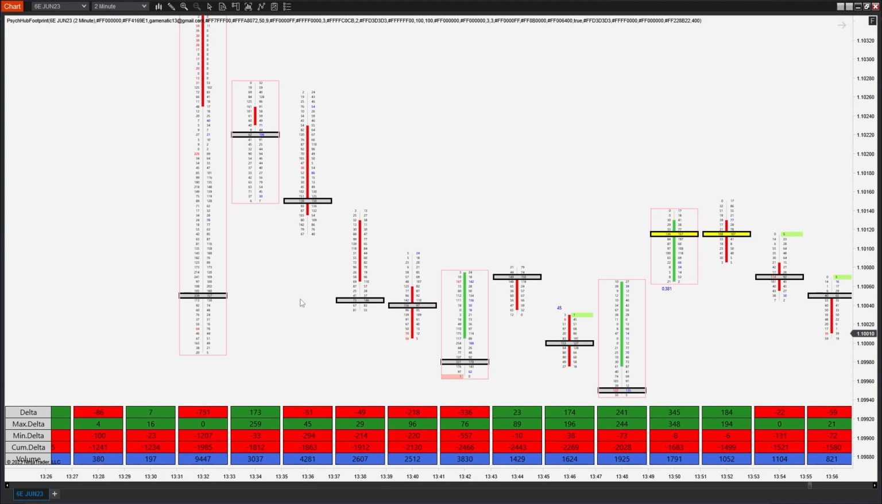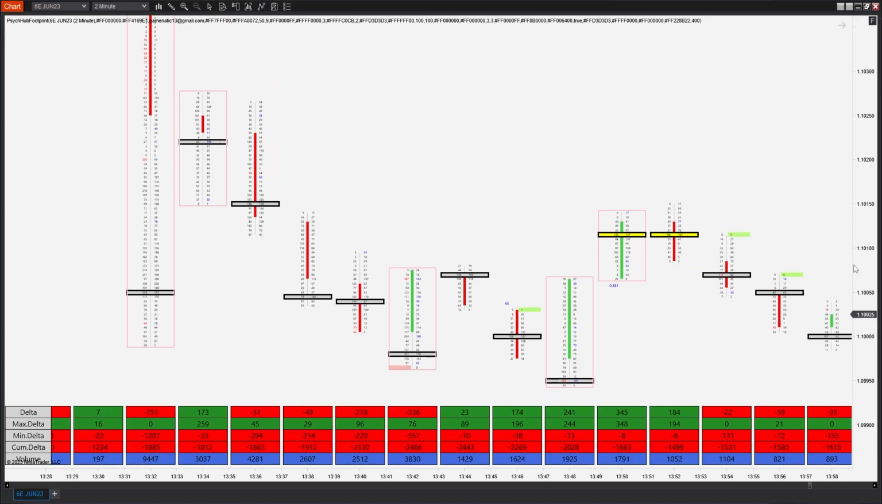So taking a look at the delta right here, as expected, as we approach these, as we create this low, some strong selling delta, like -751, -218, -336. But this would have been my first sign that we potentially could be expecting a reversal, and I'll show you exactly where I would have entered this trade in a moment.